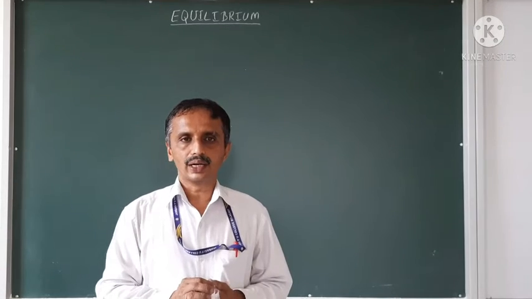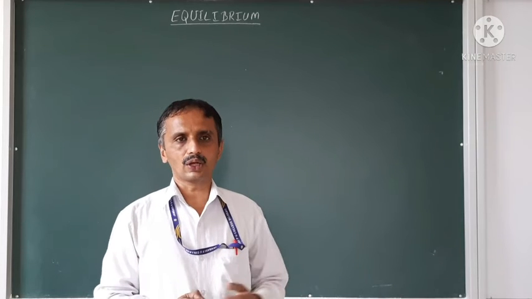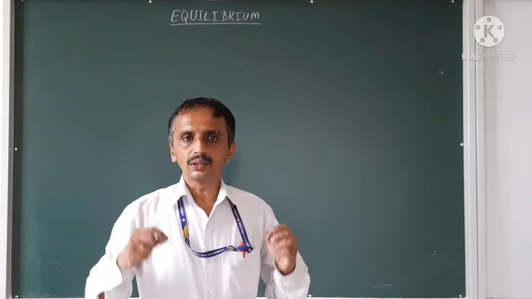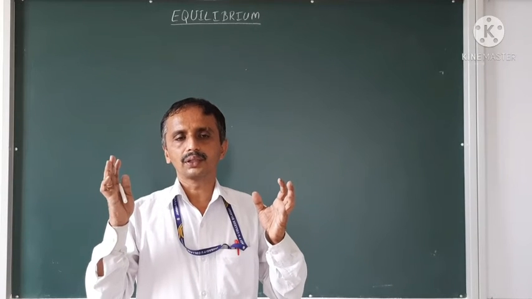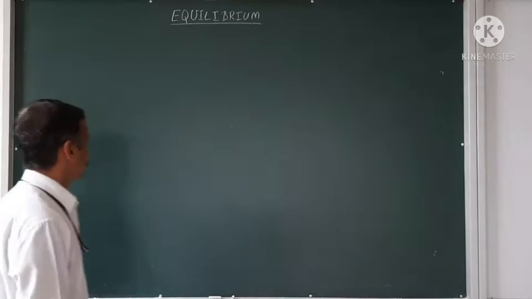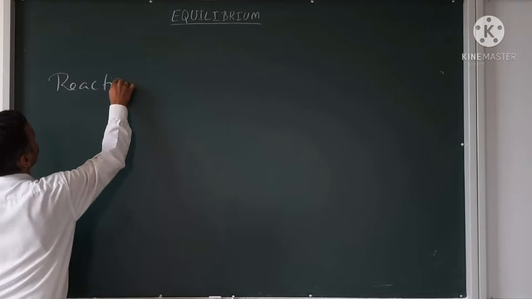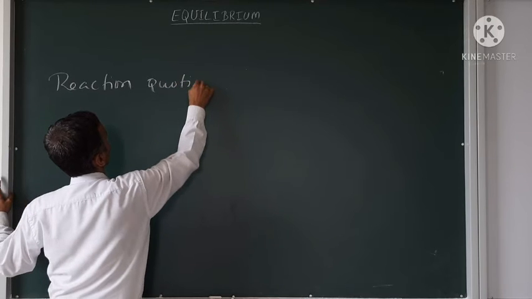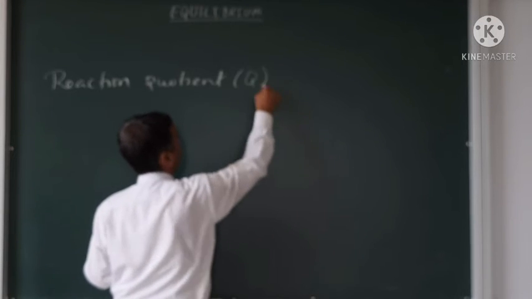Last video I discussed how to take the logarithm and the anti-logarithm. Now the next concept is the reaction quotient, and it is represented by the symbol capital Q.